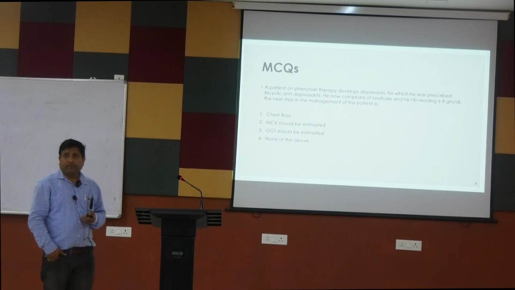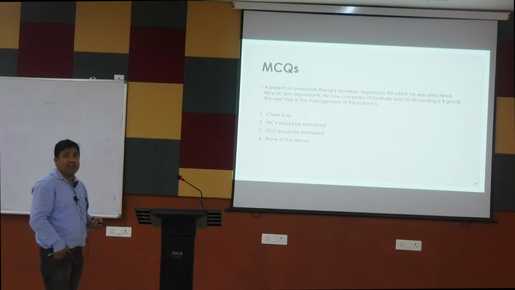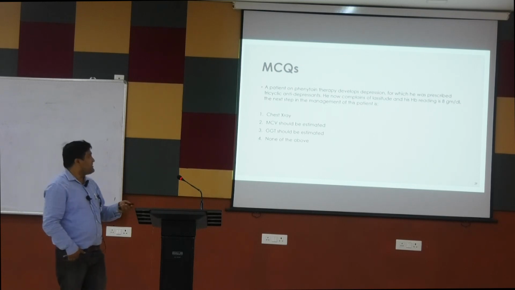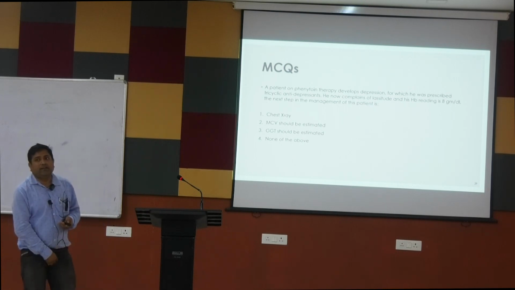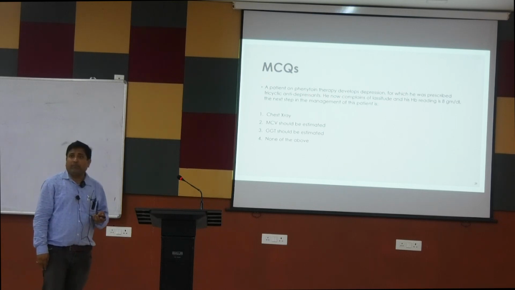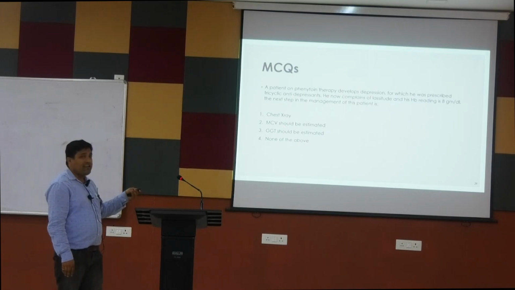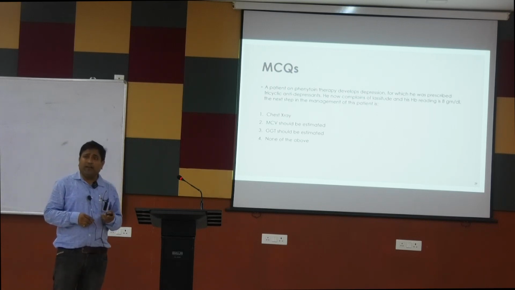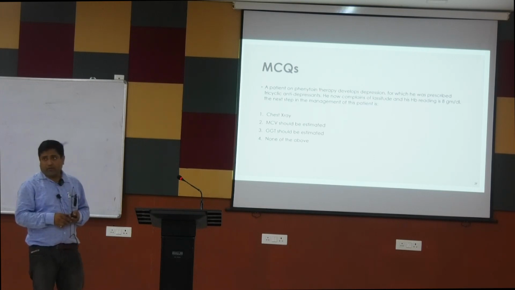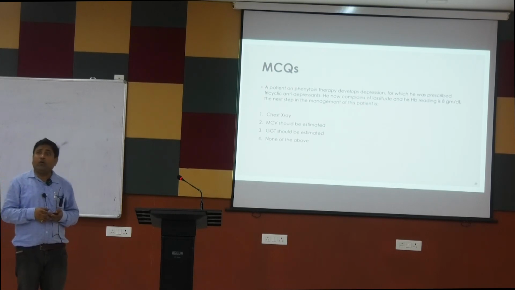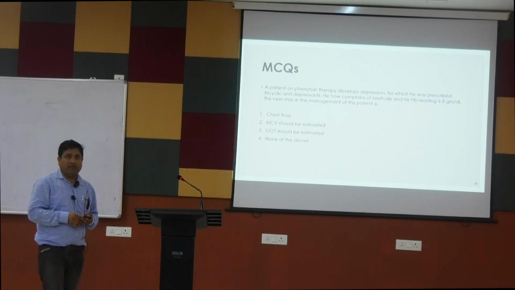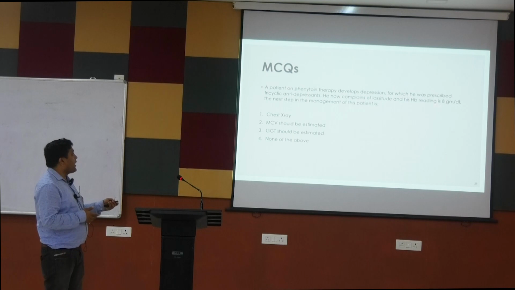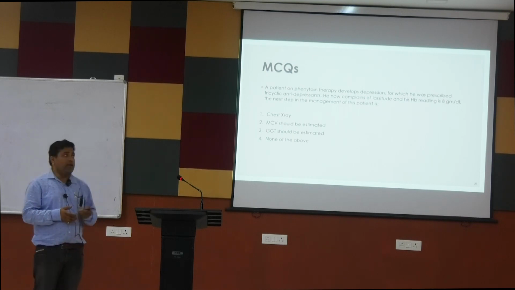A patient on phenytoin therapy developed depression, for which he was prescribed a tricyclic antidepressant. He now complains of lassitude and his hemoglobin reading is 8 gram percent. The next step in the management of this patient is... basically, patient on phenytoin therapy is prescribed a tricyclic antidepressant, there is a drug interaction. Tricyclic antidepressants inhibit CYP2C19, and phenytoin is hydroxylated by this enzyme, so there is phenytoin toxicity. And what does phenytoin do? It also causes megaloblastic anemia by inhibition of the absorption of folate and increasing its excretion. Okay, so if it is megaloblastic anemia, the MCV will rise. So MCV should be estimated.